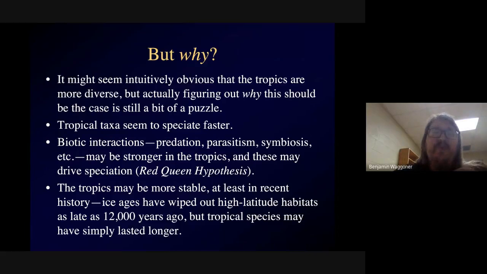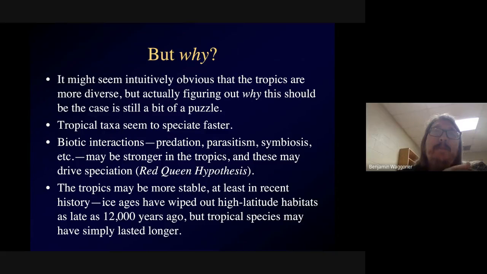It might seem intuitively obvious that the tropics are more diverse. I mean, you've all heard of tropical rainforests and tropical coral reefs and things like that as being very diverse habitats, as opposed to the tundra, where there's not a lot of things that are capable of living. Actually figuring out why this is the case is still a bit of a puzzle. It may seem obvious, but trying to come up with really good reasons for why it should be so is interesting.